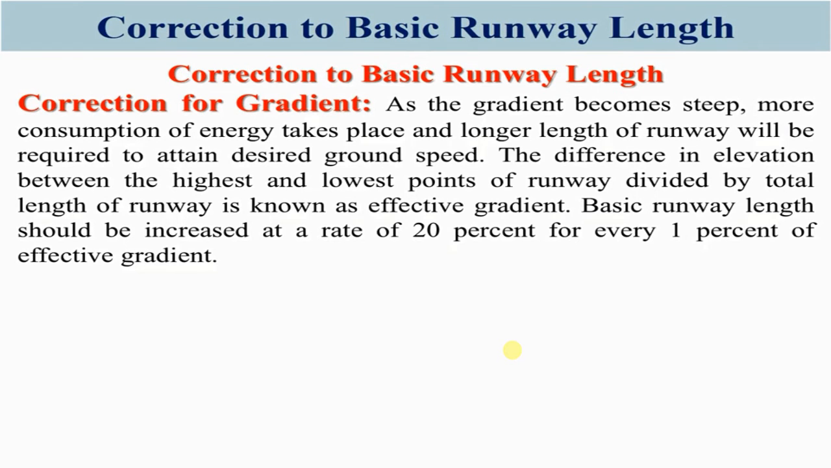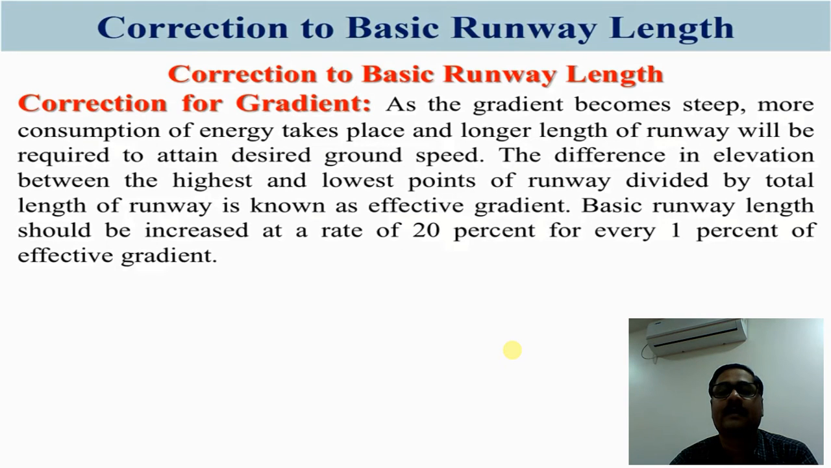Now correction for gradient. This correction is given by the Federal Aviation Administration, and it says that you must increase your basic runway length at a rate of 20% for every 1% of effective gradient. So whenever we have to apply the correction for gradient, we must calculate the effective gradient. What is the effective gradient? The maximum point, the highest point minus the lowest point divided by the length of runway.